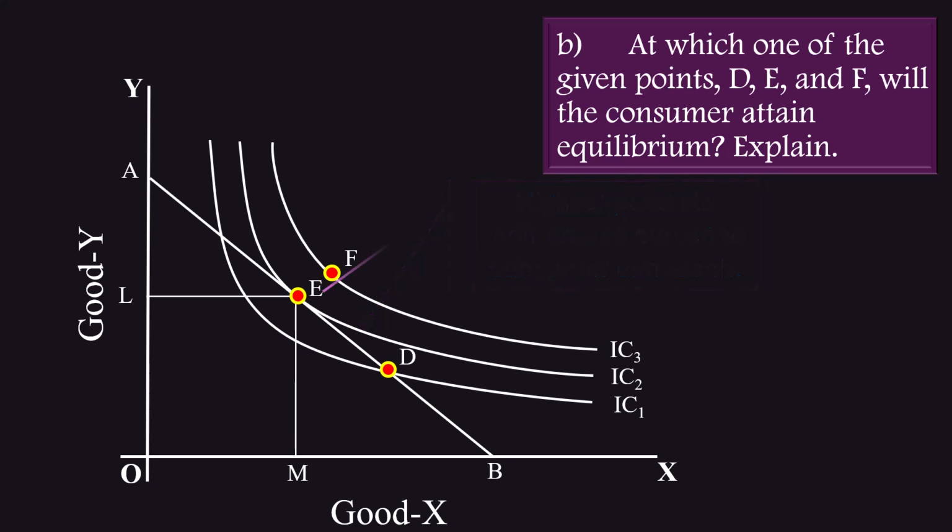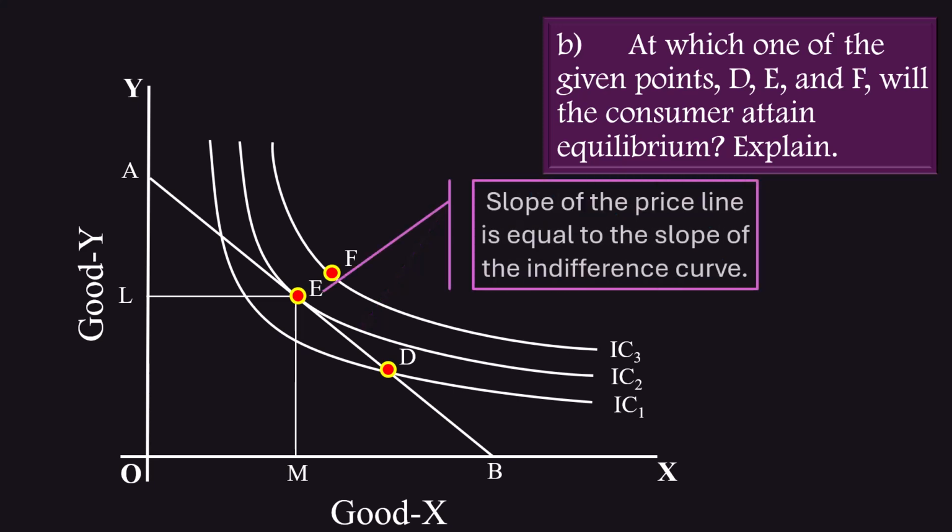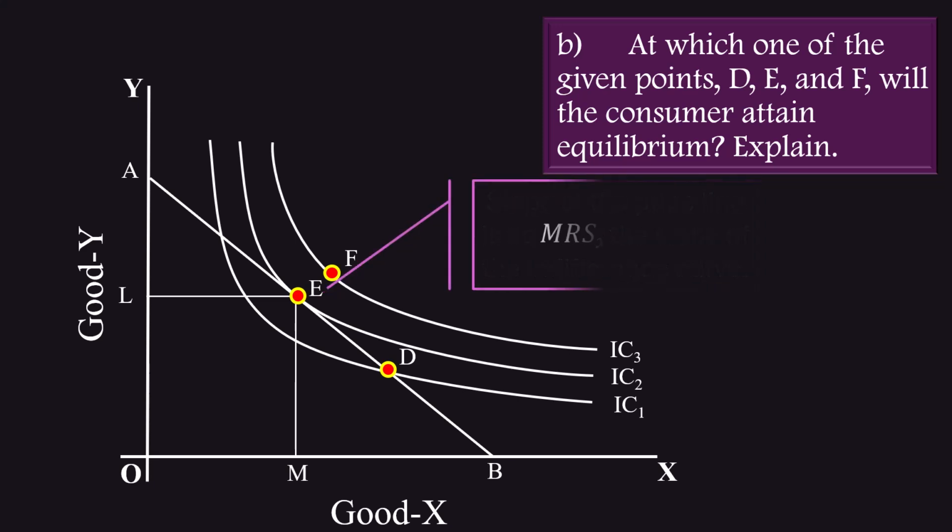2. The slope of the price line is equal to the slope of the indifference curve. It means that the price ratio Px by Py is equal to marginal rate of substitution of x for y. In other words, the market rate of exchange is equal to the rate at which the consumer is willing to exchange one good for another.